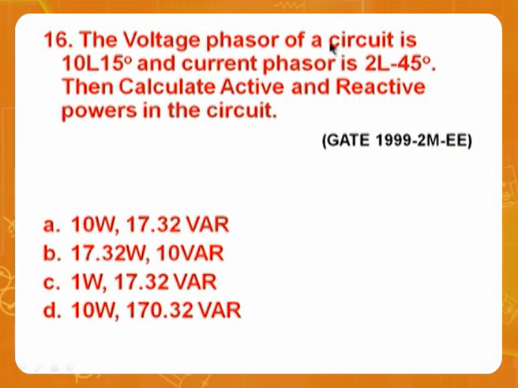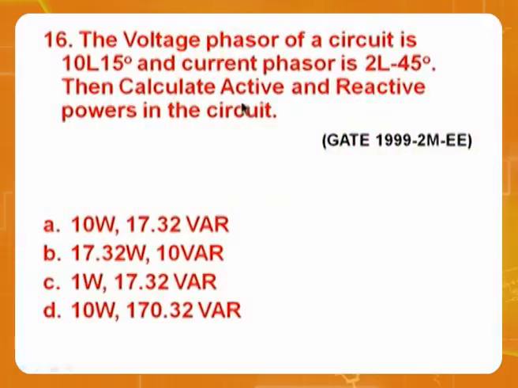The voltage phasor of a circuit is given as 10 angle 55 and the current phasor is 2 angle minus 45. Then calculate active and reactive powers in the circuit. Very simple. He is checking whether you know what active power means and what reactive power means. For us, active power means VI cos phi. Reactive power means VI sin phi.